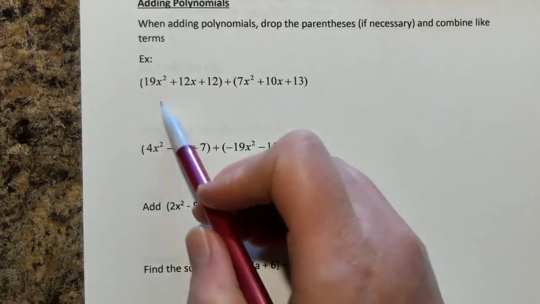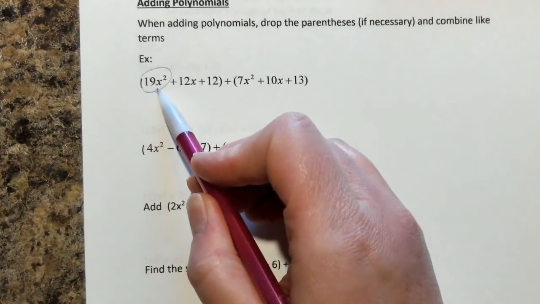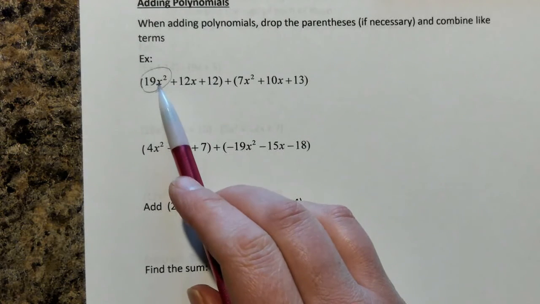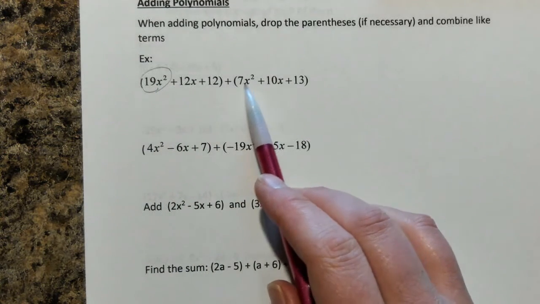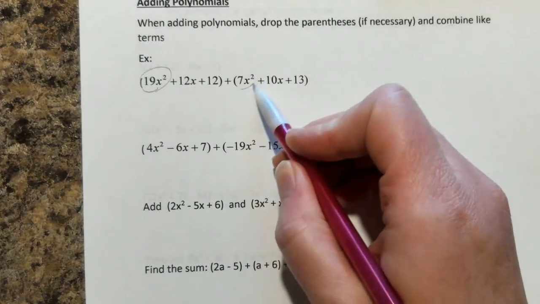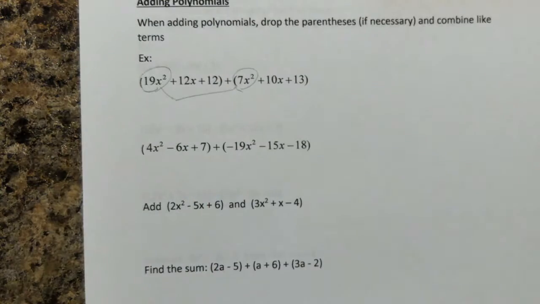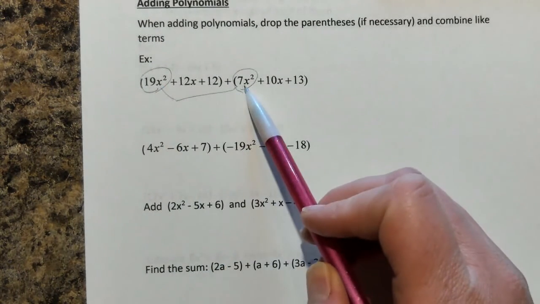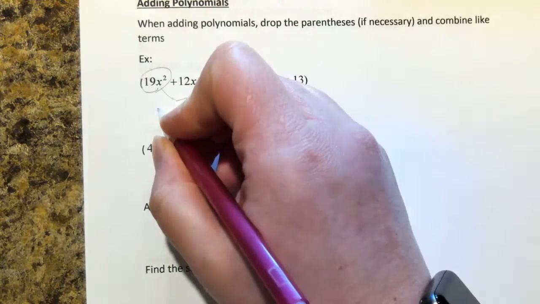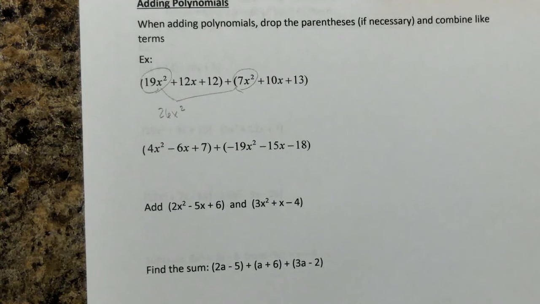If I look at this first term of 19x squared, I can just circle it. And I want to look for other terms that also have x squared. If I go all along my list here, here's another x squared term. Now I'm just making this pretty. I'm simplifying these, I'm combining them. Think of it like you have 19 tokens and 7 tokens. Now I have 26 of that same token. I have 26x squared.